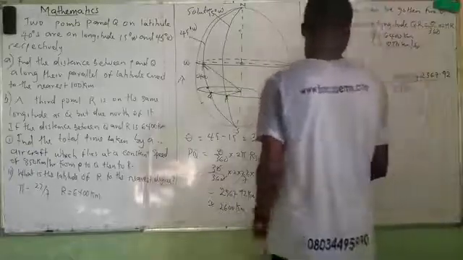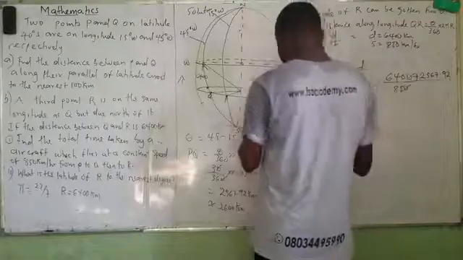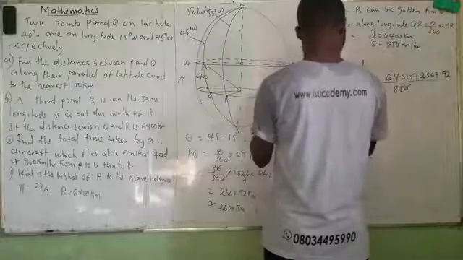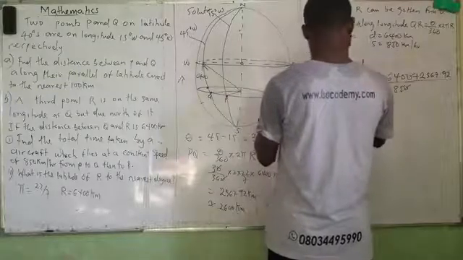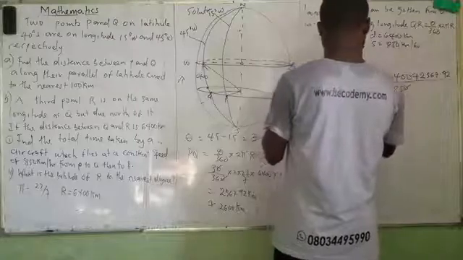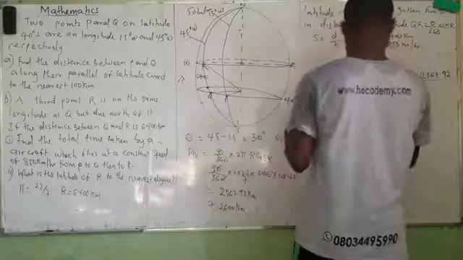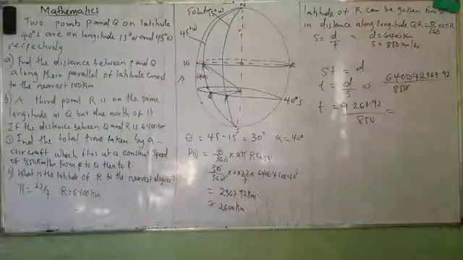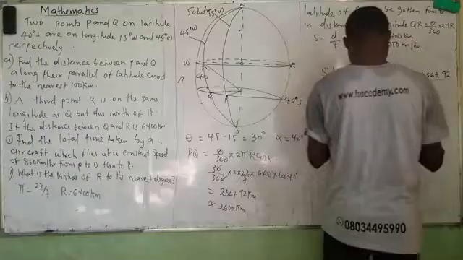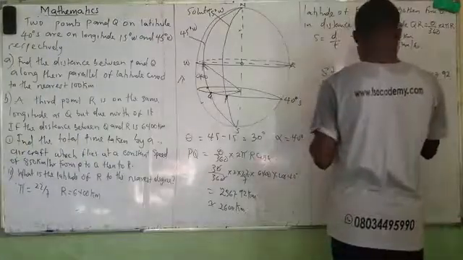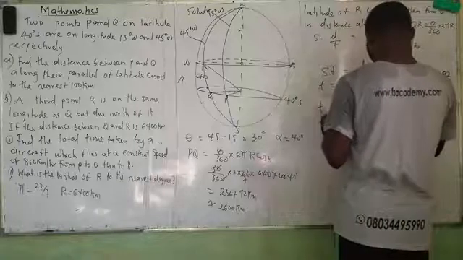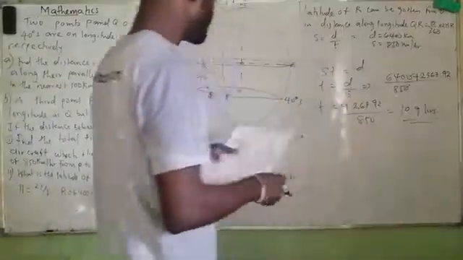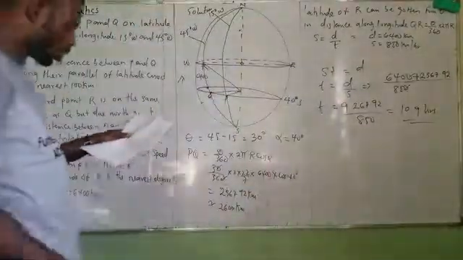Now, once I have that, my time will be equals to, by adding those things together, 9,267.92 divided by 850, and will be equals to what? If I press my calculator, I'll be having 10.9 hours.